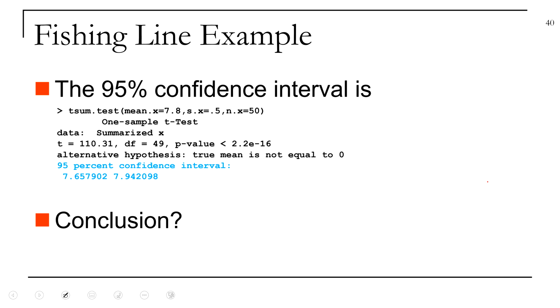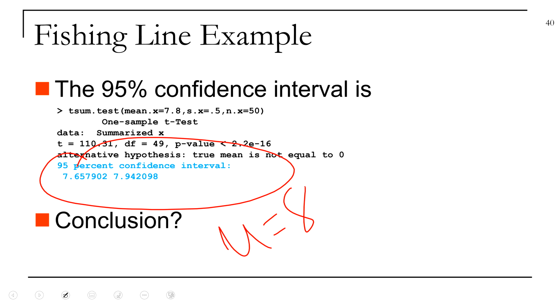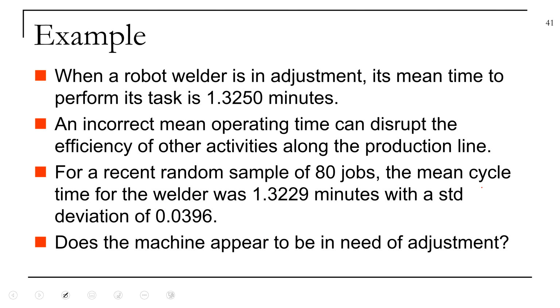The 95% confidence interval is given by this, and we're going to test mu equal to 8 versus mu not equal to 8. What's our conclusion? Is 8 a plausible value? Look at the interval, it's not. We don't know what mu is, but there's strong evidence that mu is actually less than 8. What would we do? Reject or fail to reject? We would reject the null hypothesis and conclude that there's sufficient evidence to say that mu is not equal to 8.